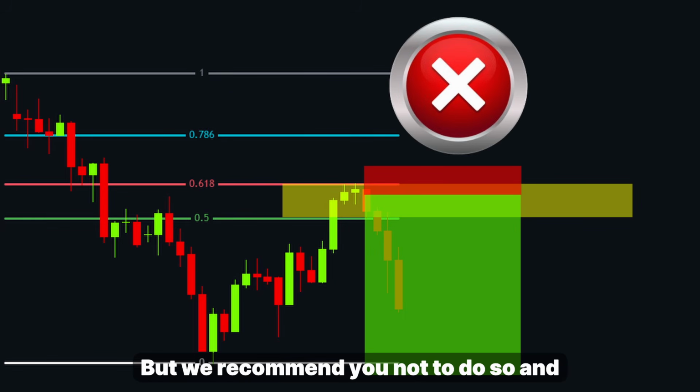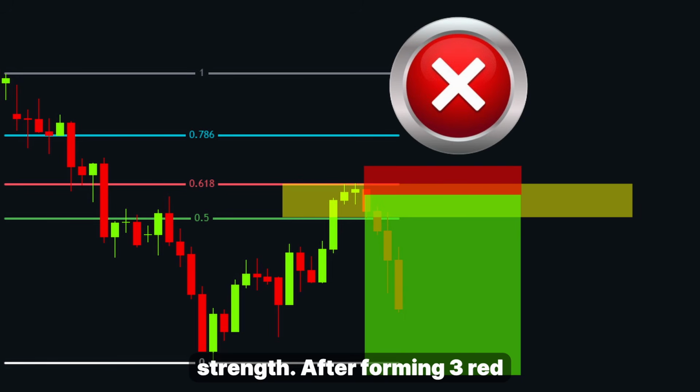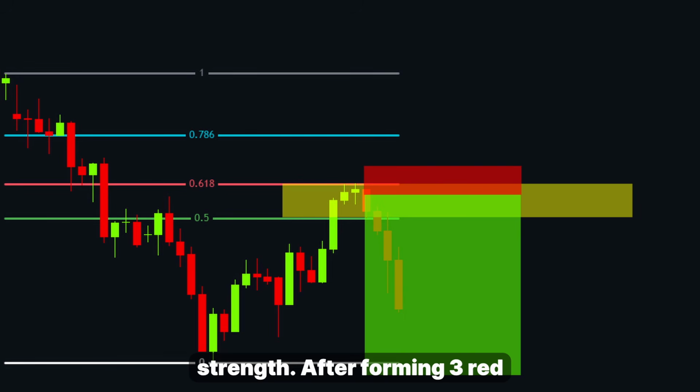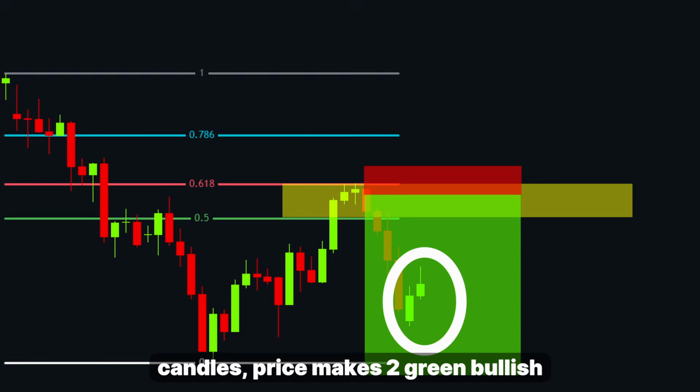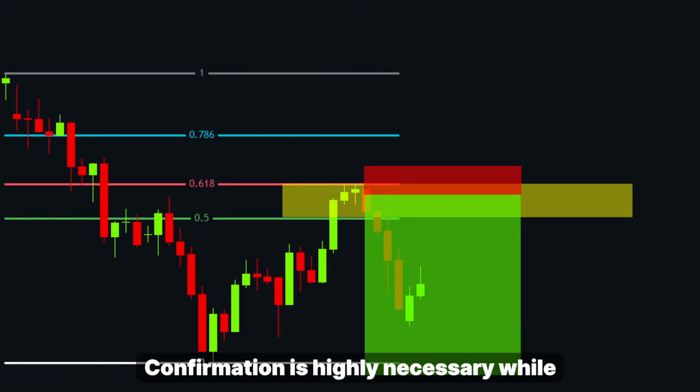But we recommend you not to do so and instead wait for the market to form at least 4 to 5 red candles which show buyer strength. After forming 3 red candles, price makes 2 green bullish candles, which indicates that buyers are taking control over the market. Confirmation is highly necessary while initiating a trade. Let's see what happens next.